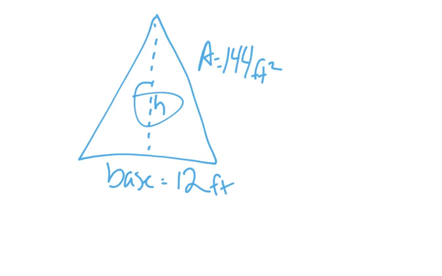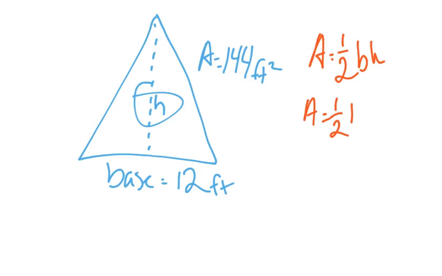So surprising, bet you'll never guess what the first step is. Oh, it's to write your area formula. Area equals 1/2 of the base times the height. Area equals 1/2 of 12 times, I don't know what the height is. Oh, but I did know what the area was, so that was my bad. I'm going to write it in as 144.